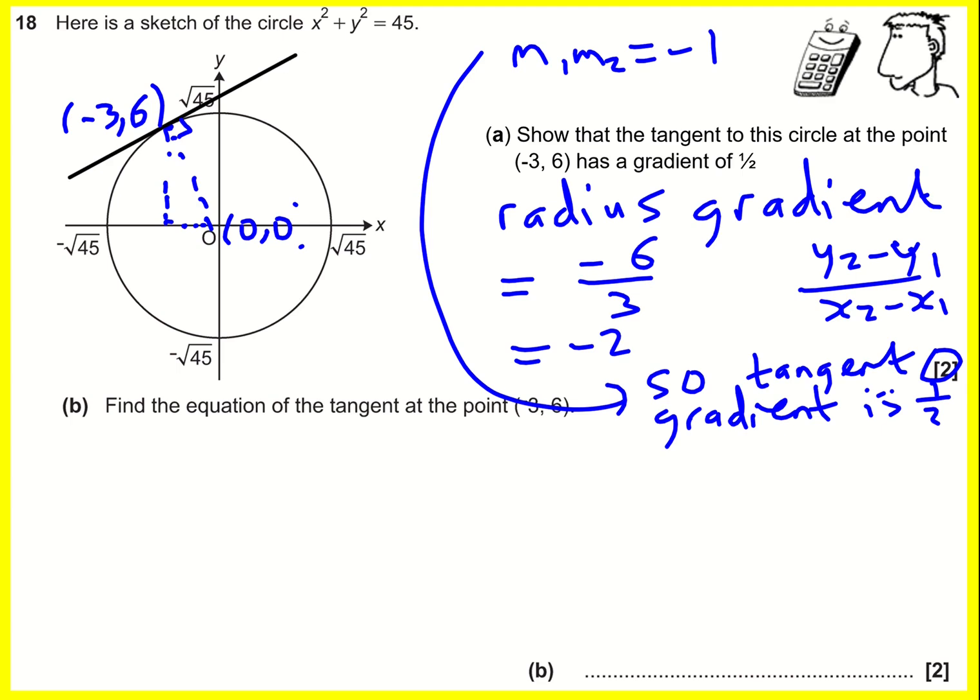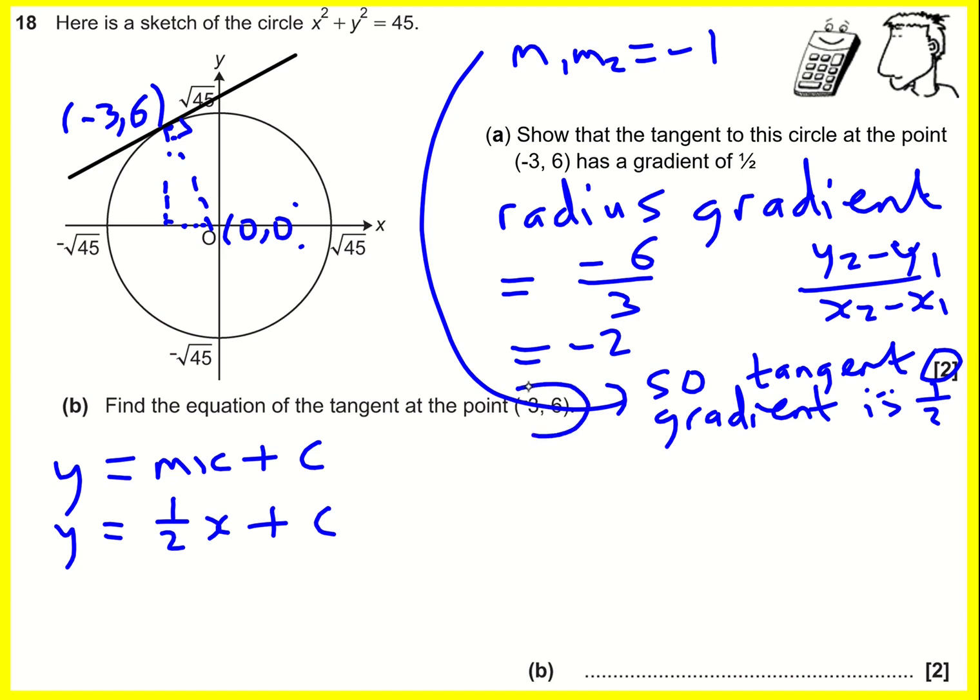Find the equation of the tangent at the point (-3, 6). Okay, so we can use the general formula: y is equal to mx plus c. But we know the gradient now because we just worked that out. So it's going to be a half x plus c. We just need to work out what c is. We can see it's going to be more than root 45, but how do we actually calculate it?